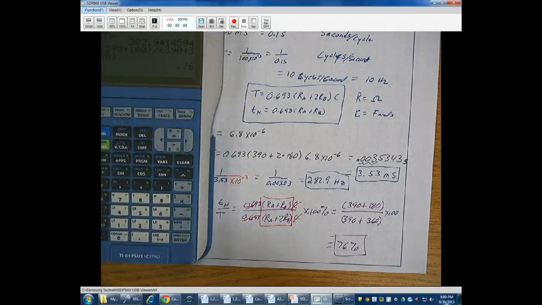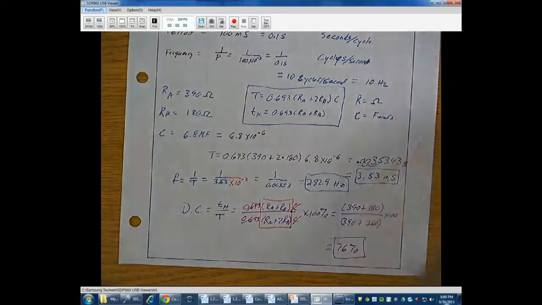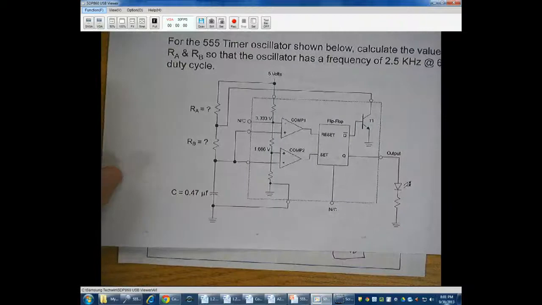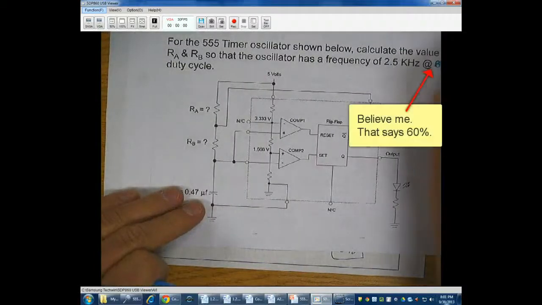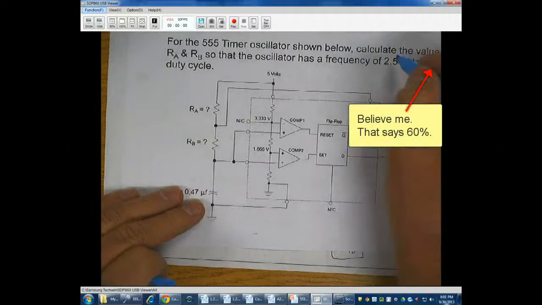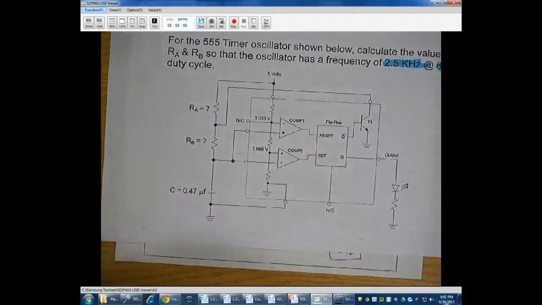That's rarely the way that you're going to be presented a problem as an engineer. Typically, you might be presented a problem a little bit more like this, where you say, we want a duty cycle of 60%. So that's what I'm looking for, and I want a frequency of 2.5 kilohertz. This is a little bit more involved problem than what we are typically used to.